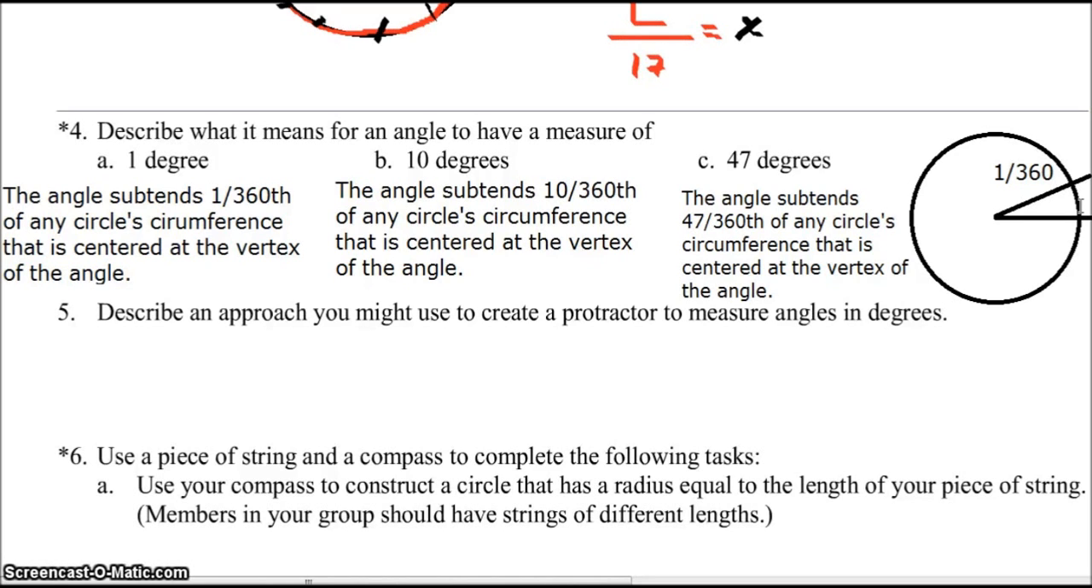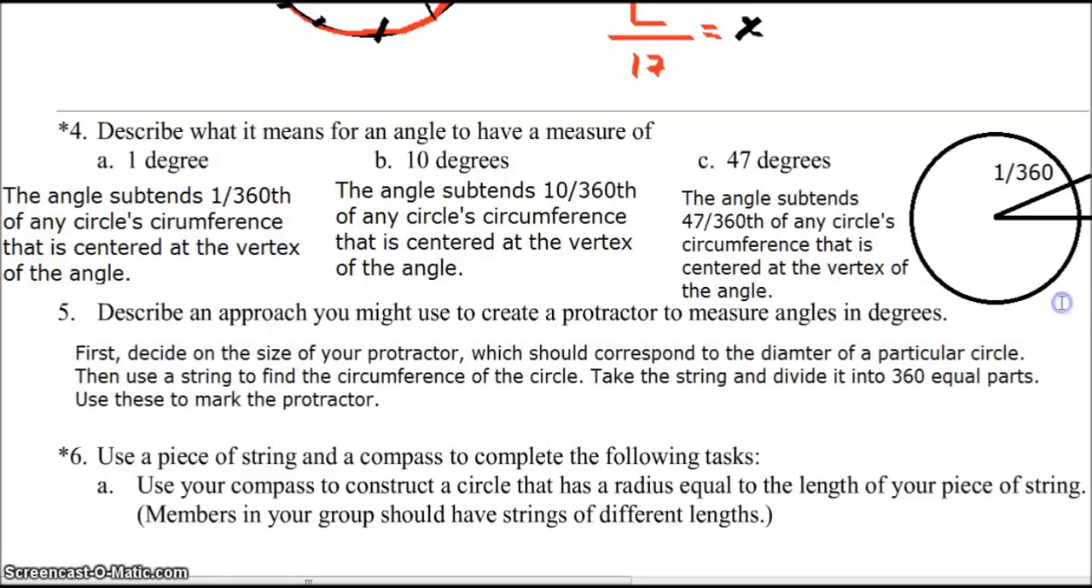5. Describe an approach you might use to create a protractor to measure angles in degrees. So first, decide on the size of your protractor, and it should correspond to the diameter of a particular circle. Then use a string to find the circumference of the circle. Take the string and divide it into 360 equal parts. You'd first have to find the total length of the string, divide that by 360, then mark the string, and then use these marks to mark the protractor.